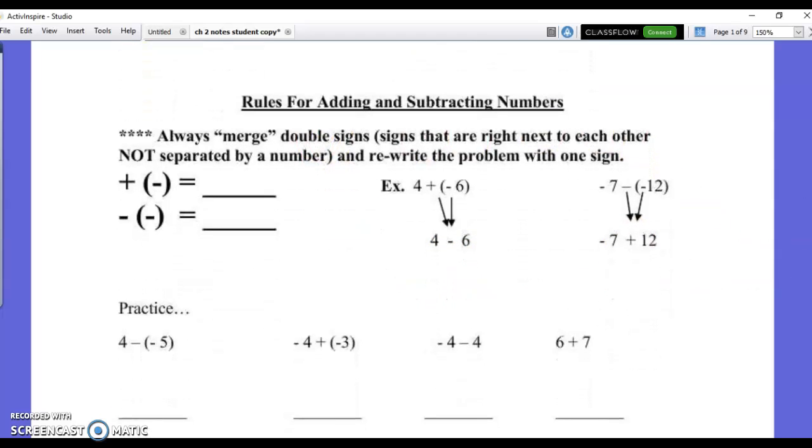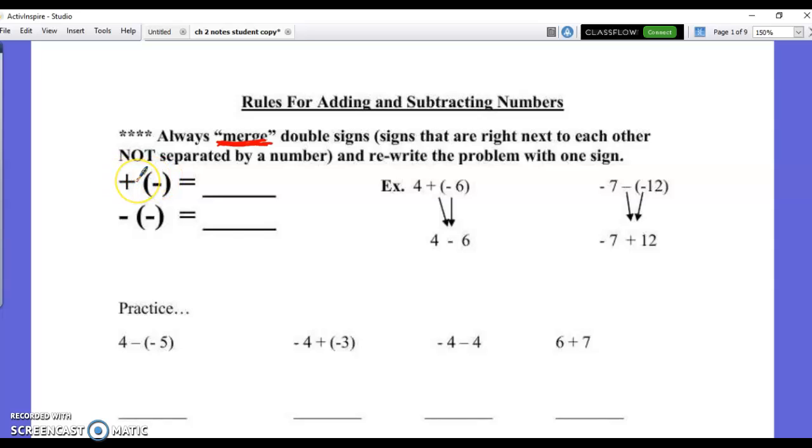So we can type this directly in our calculator and it'll give us the right answer, but I want to try to simplify things for you guys, because as we get to ones where we can't type in our calculator, when we have terms that include variables, we're not going to be able to use the calculator for it. So I like to say always merge double signs. And what I mean by that, if we go left to right and we see two signs that are next to each other, not separated by a number, then we can merge those signs into one sign and then rewrite that problem with just one sign.